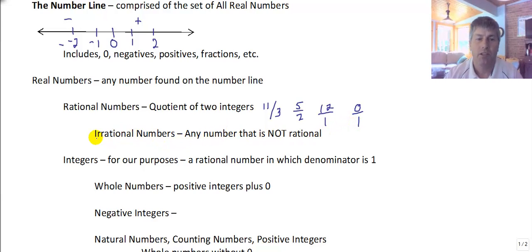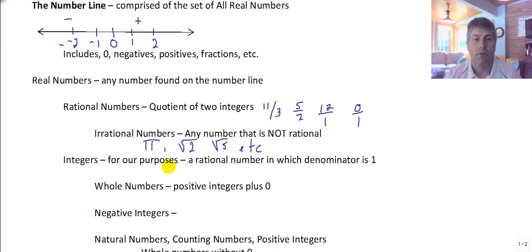Gotta love mathematicians. Irrational numbers are numbers that are not rational. So anything that can't be expressed as a quotient of two integers is not rational. And that includes numbers like pi or the square root of 2 or the square root of 5. Those numbers, etc., would be considered irrational.